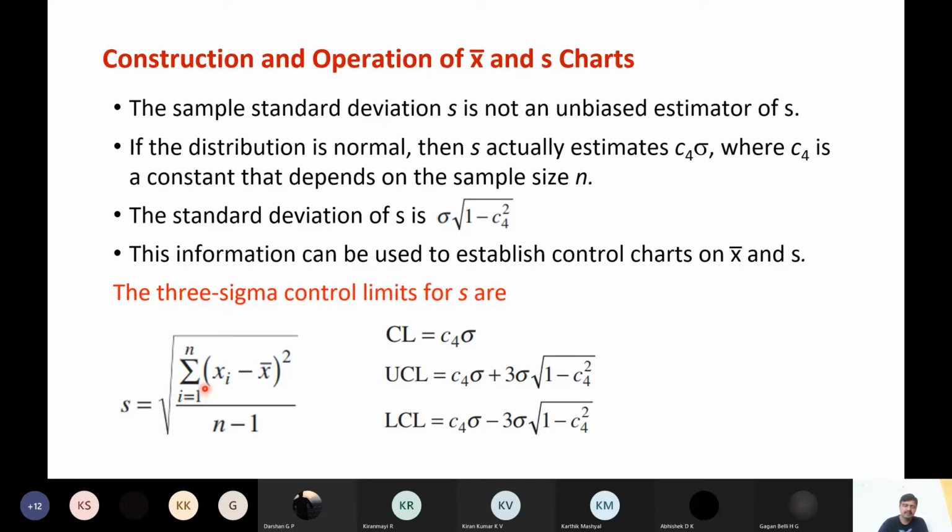Compared to finding R, this is complicated because you have to consider all 5 values one after the other, and you have to add them by comparing with the sample average. So that is a complicated procedure, or even if it is not complicated, it will require more time than finding the range.